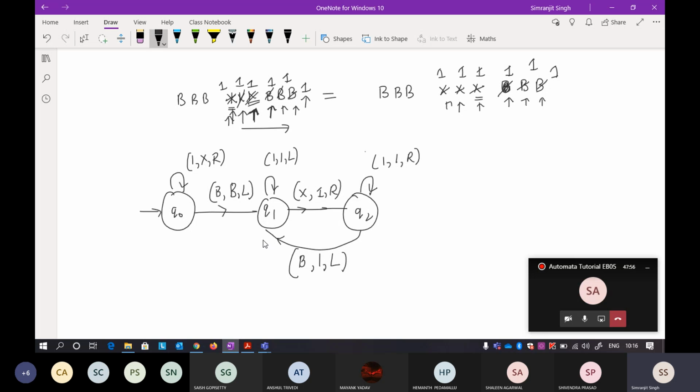Now what you will do at that point, when... what can I do here? Blank. Because all the things will be changed to... okay, just wait a second.